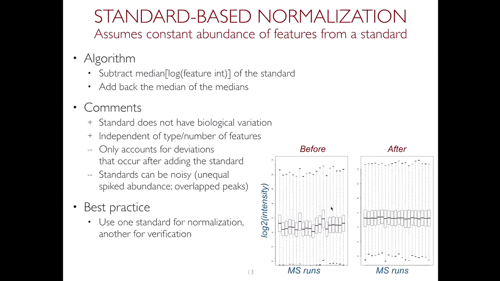So now if you have DIA, or shotgun, right? These are the intensities before standard normalization. After normalization, they're not all equal, right? So there's some variability, but it's not as much as before the normalization.